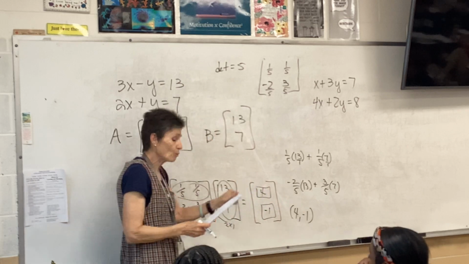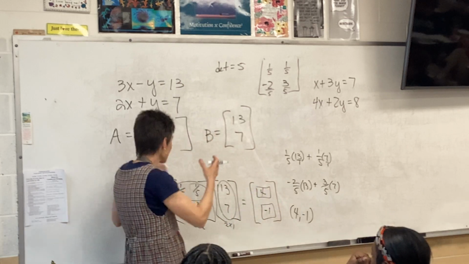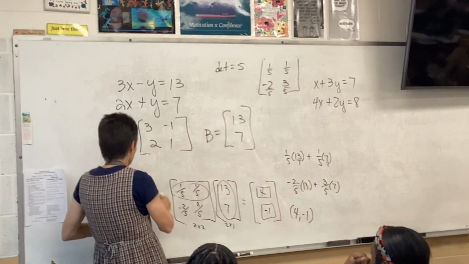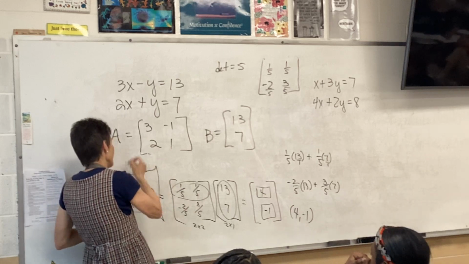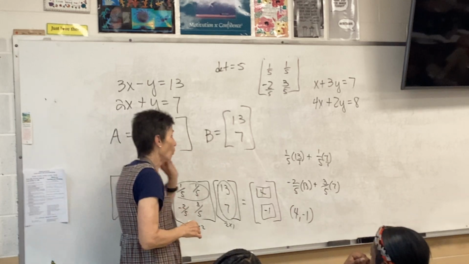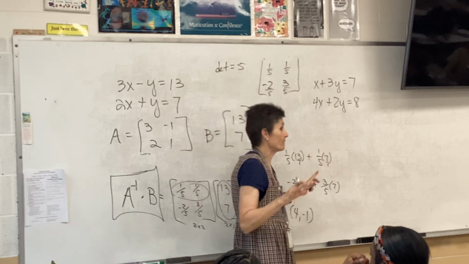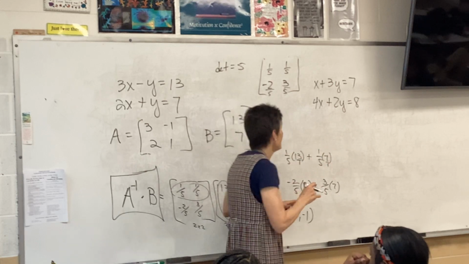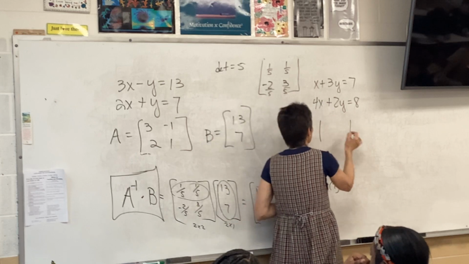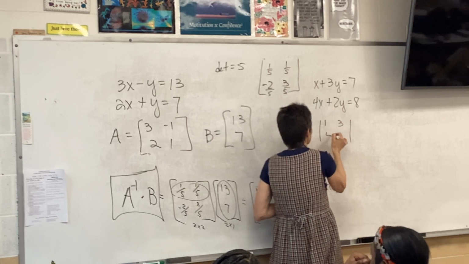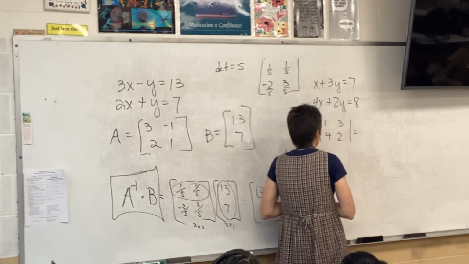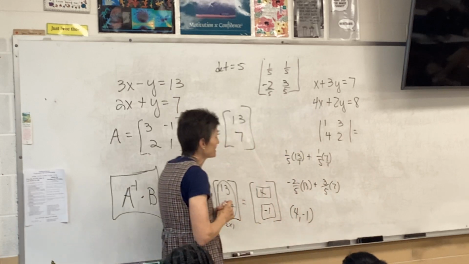How does Cramer's rule work? This is the inverse method. This is what you do with the inverse method. What do you do with Cramer's rule? You use all determinants. The whole thing is determinants. So we find the determinant of the coefficients, 1, 3, 4, 2. What is the value of that determinant?